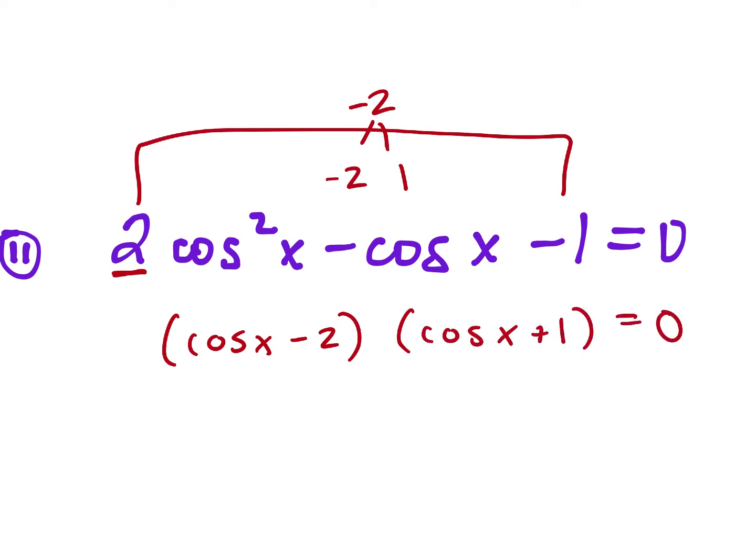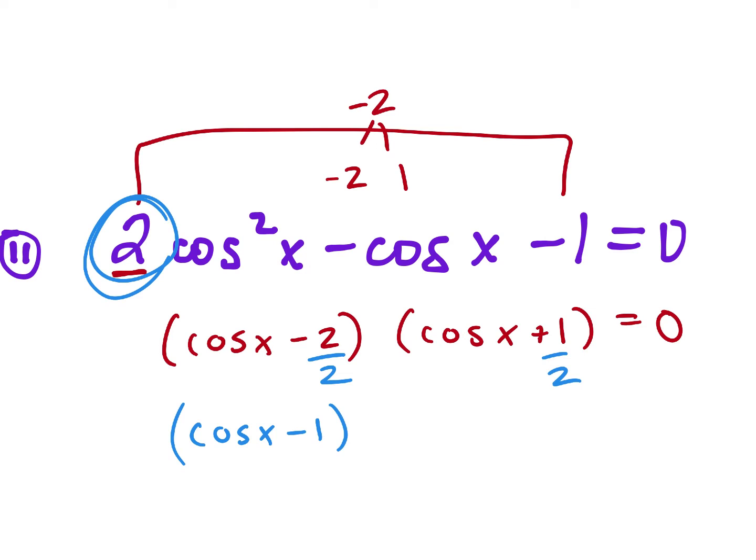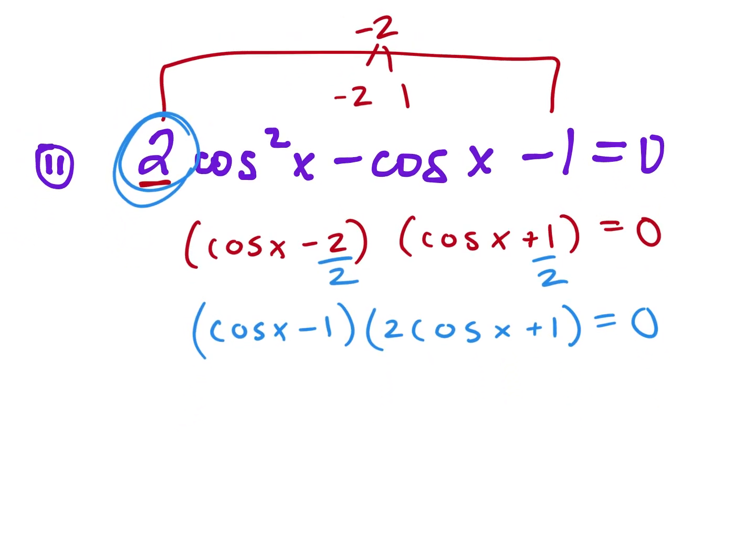What do I have to do next? Awesome. Since I started by multiplying, I have to remember to divide. So this will be cosine minus 1 and 2 cosine plus 1. What do I do next? Set them both equal to 0. So just like I would when I solve when factoring. So I have cosine of x minus 1 is equal to 0. 2 cosine of x plus 1 is equal to 0.